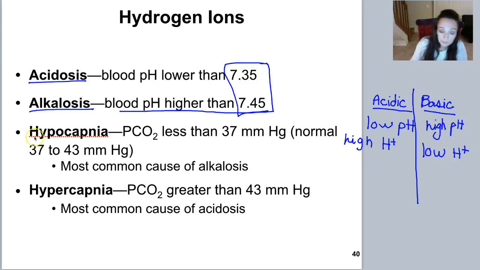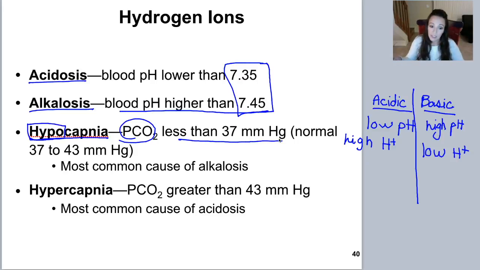Okay. Now, there's a couple of other terms here. The first term I want to talk about is hypocapnia. Hypo, you all know this means low, and capnia refers to our carbon dioxide level. So hypocapnia is a low level of CO2. It's a partial pressure of CO2 less than 37 millimeters of mercury in our arterial blood. So this means we have a very, very low carbon dioxide level.